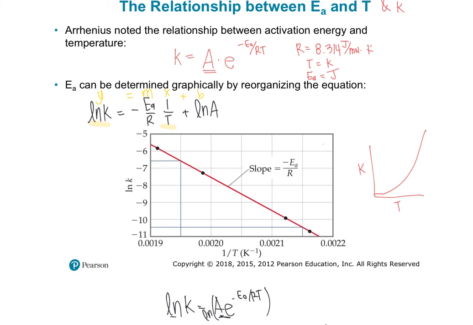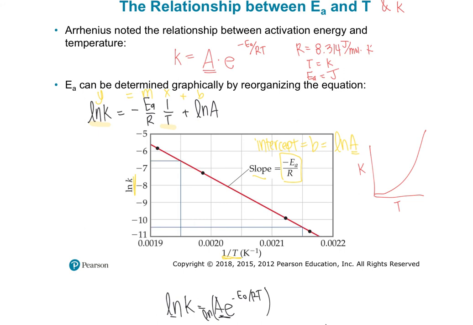So if I plotted natural log of k versus 1 over temperature, then my slope will equal negative activation energy over R, so that's how we calculate activation energies. And my intercept, b, is equal to natural log of A. So if I want to find A, I can just exponentiate the whole thing and get that value.